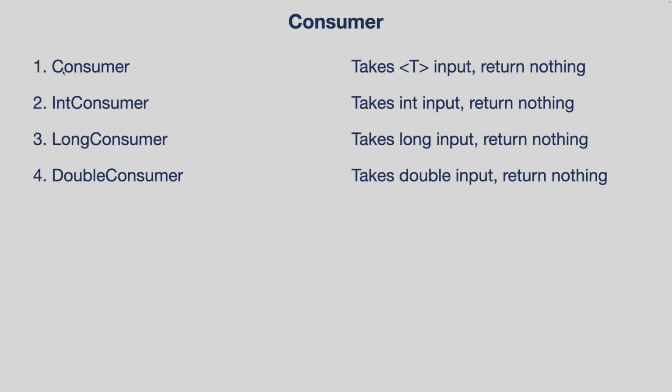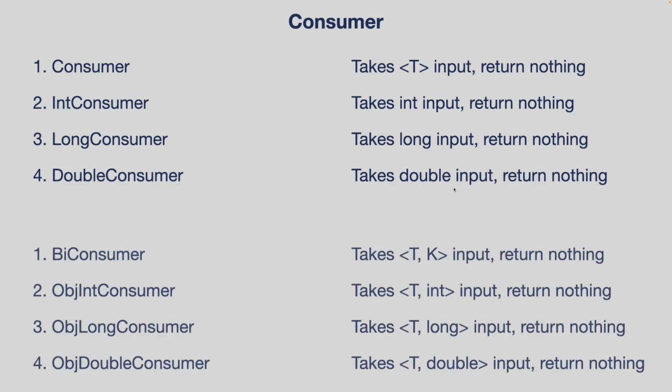So this default Consumer takes T type of input and returns nothing. All these consumers do not return anything, they only take input. This IntConsumer takes an int as an input and returns nothing. This LongConsumer takes a long as an input and returns nothing. This DoubleConsumer takes a double as an input and returns nothing.